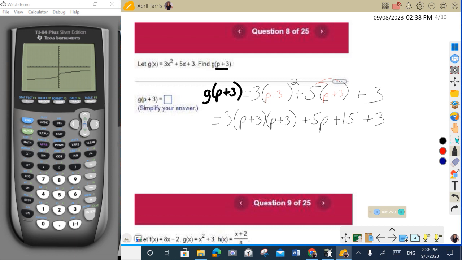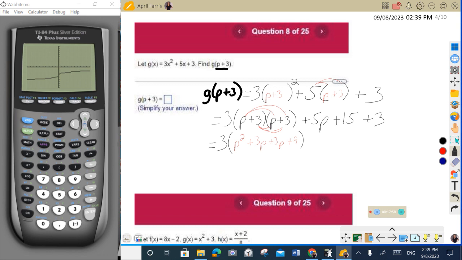But to multiply this, some teachers teach FOIL. I just teach distribute twice. So my 3 is going to be chilling out front. And I'm going to do p times p and p times 3. So p times p is p squared. P times 3 is 3p. And then I got to take the 3 times both of those. 3 times p is 3p. 3 times 3 is 9. Okay? Some people teach FOIL. First times first, outer times outer, inner times inner, last times last. You do it however you want to do it.